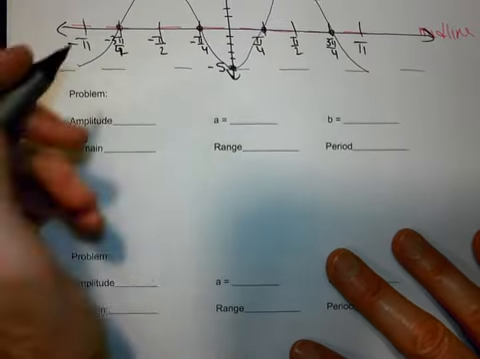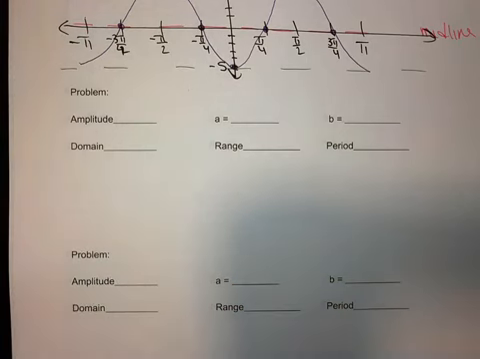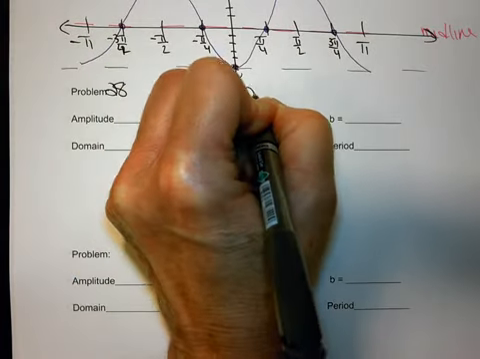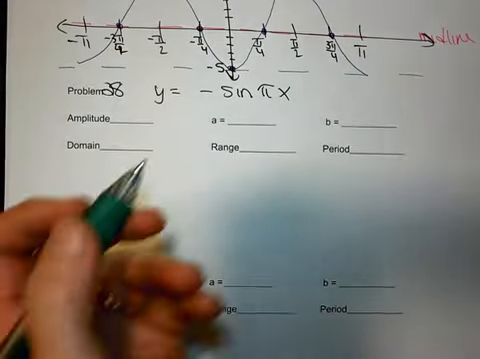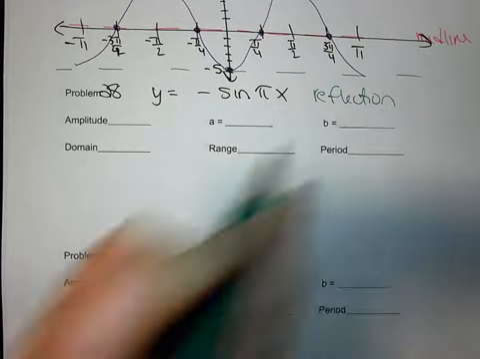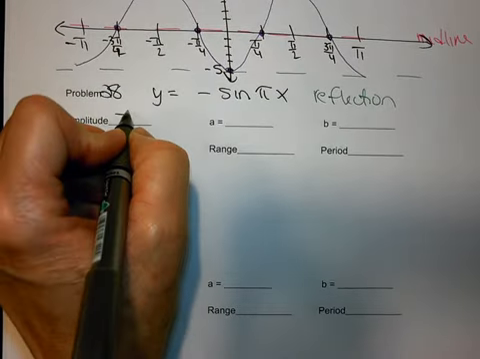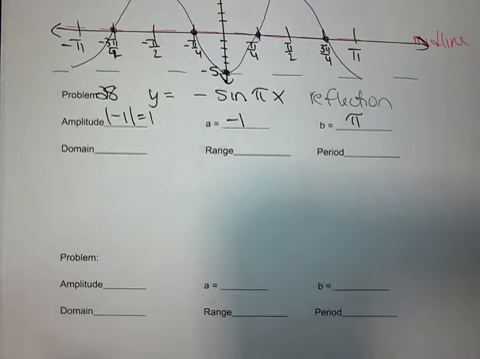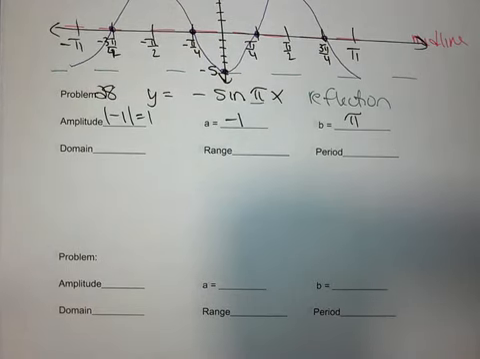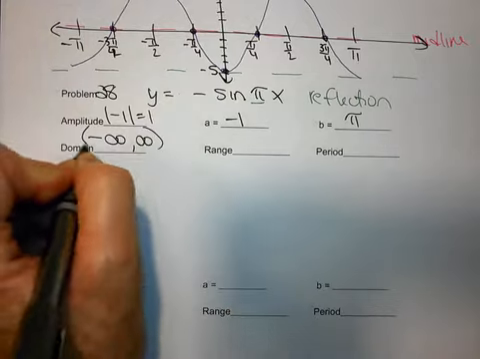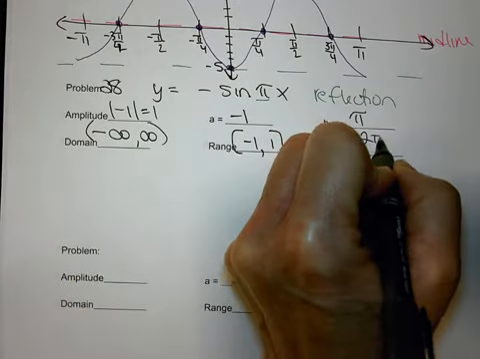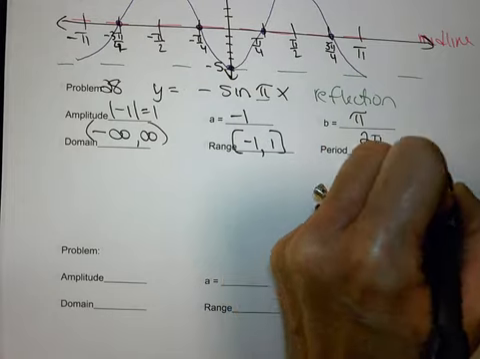Okay, let's see, so next one's going to be 28. Okay, so 28 is y is equal to negative sine of pi times x. So again, this is a reflection. So instead of starting up, it's going to start down. So our amplitude, again, absolute value of -1, so it's a 1. A is a -1, and B is actually pi. It's whatever's in front of the x, so that's my B. Okay, so then my domain, again, negative to positive infinity, and my range, -1 to 1. Okay, period, 2 pi over B. So my period is actually a whole number.